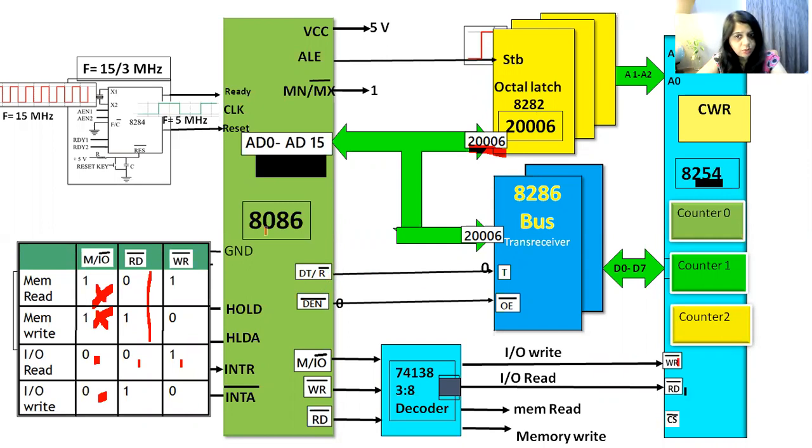Why logic 0? Because we are talking about read operation. So for read operation it is logic 0. Then DEN bar will transmit logic 0 on this pin to enable the buffers, this transceiver. Since we are studying input output read operation, you can see here this logic 0 on this pin, IO/M pin. It will flow like this.